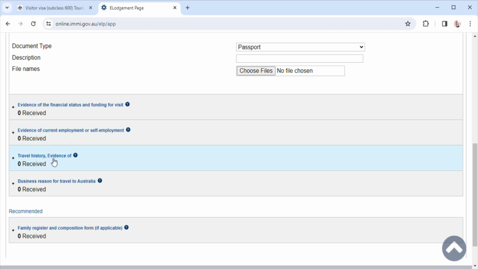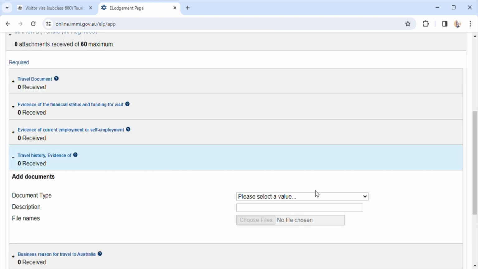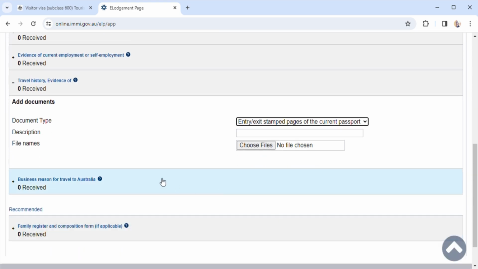Travel history. What you will do is, in your passport, print all the stamps or visas that are in your passport, make them into one file, scan them, put them into one PDF, then upload them. Just click here, you select here, then you attach. You can see entry and exit stamps pages. Then they will show you. You see, choose files. You come here, then you choose files, you upload your document.